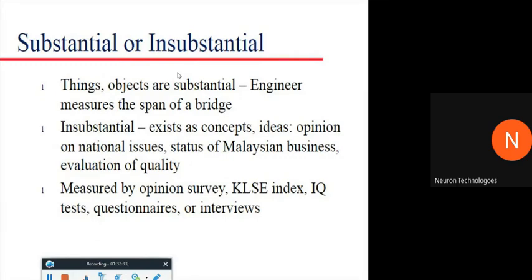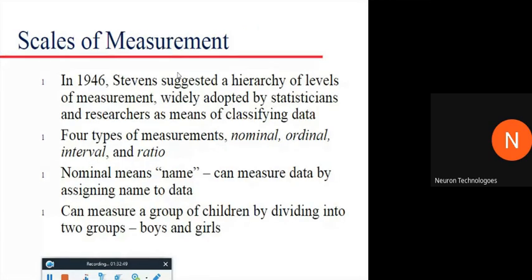Things and objects are substantial; an engineer measures the span of a bridge. Others exist as concepts, ideas, and opinions on national issues, the status of Malaysian business, or an evaluation of quality, measured by opinion, survey, index, or questionnaire.